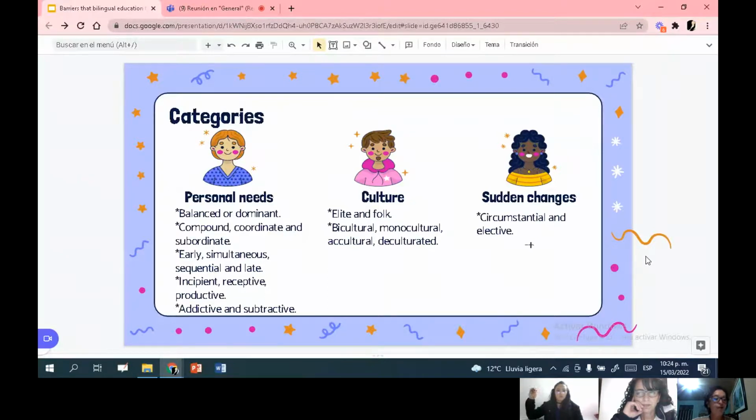tradition. Probably you can take and apply some for you, and also you can change your own traditions for the new ones. And the third category, sudden changes. Probably you are in a different country, new things there. So this is the most common case for immigrant persons.